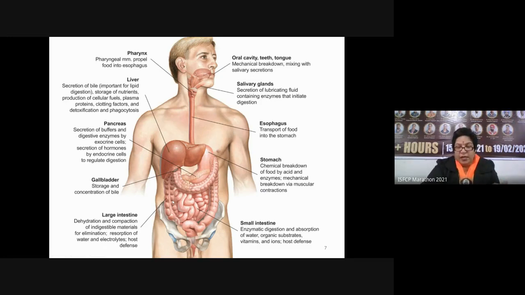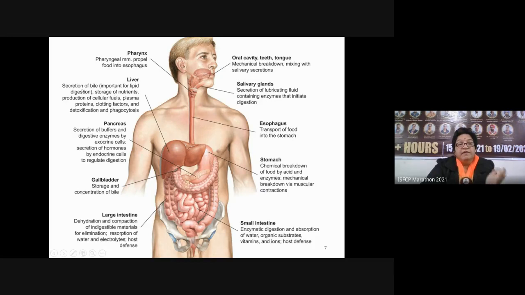The organic substrates, vitamins, ions, and host defense. It all takes place in the small intestine. Before moving on, see, there is the importance of the liver, pancreas, and gallbladder. Directly, they are not part of the GIT, but they help. How do they help? What does the liver do?